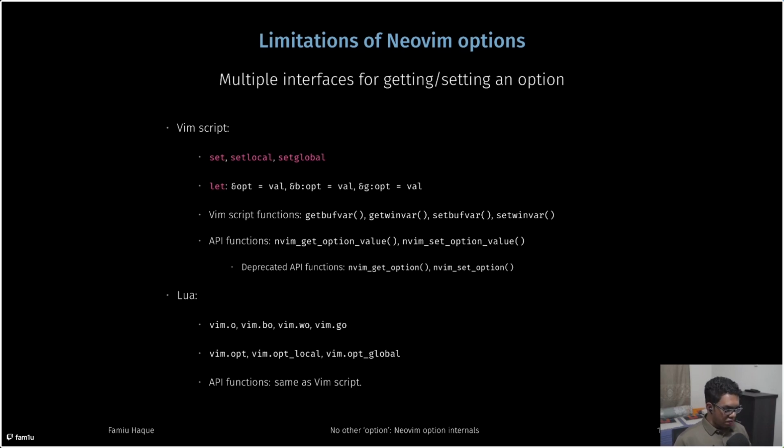And then third, we have API functions. This is the same as Vim script. You can use API functions in Lua and Vim script all the same. So the same things apply here as well.